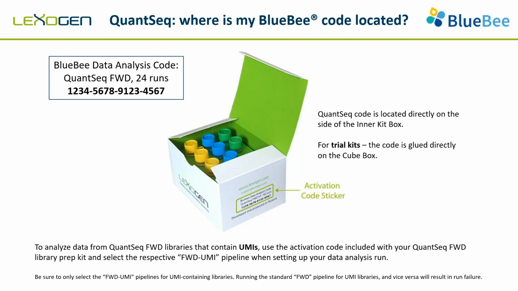So when you receive your Quantic kit, you can find your complementary BlueBee activation code on the inner kit box, as shown in this picture here. Please note, if you use a kit with a unique molecular identifier, abbreviated UMI, utilize the Quantic forward UMI pipeline. Running the forward pipeline on UMI libraries or vice versa will result in failure, so I just want all of our listeners to be aware of this.